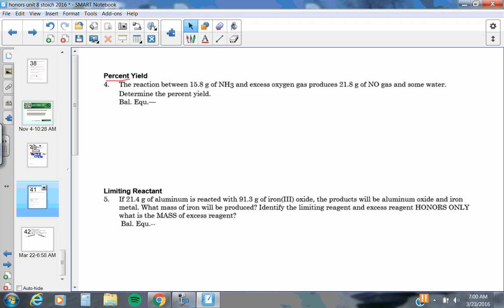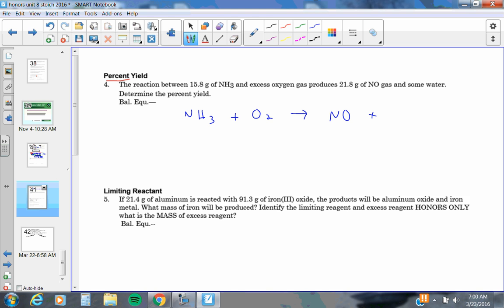The reaction between 15.8 grams of NH3 and excess oxygen gas produces 21.8 grams of NO, nitrogen monoxide gas, and some water. Determine the percent yield. First thing I'm going to do is write and balance the equation. NH3 reacts with oxygen, produces NO plus H2O.